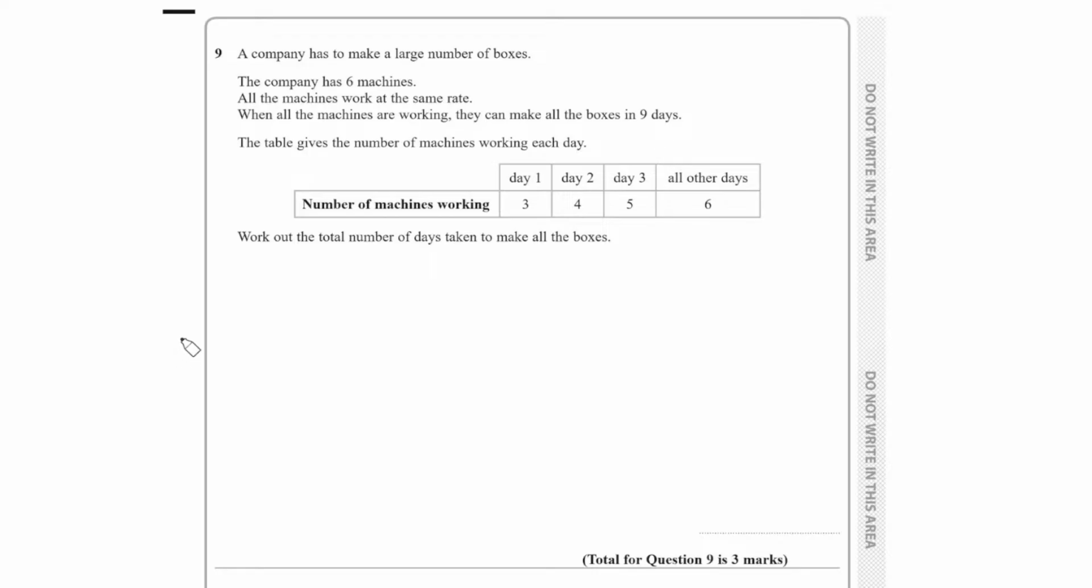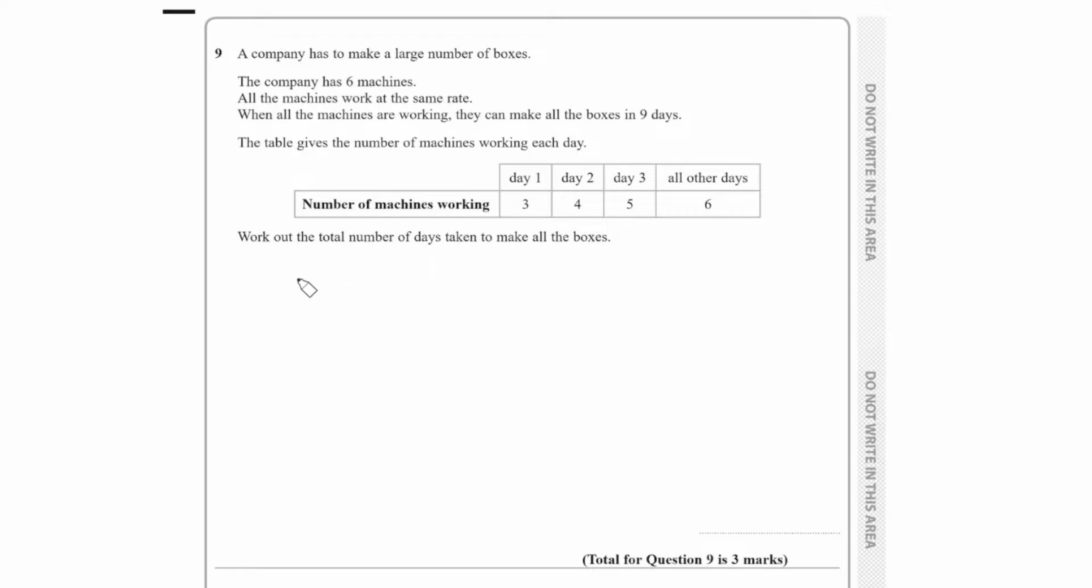Question 9. A company has to make a large number of boxes. The company has 6 machines. All the machines work at the same rate. When all the machines are working, they can make all the boxes in 9 days. The table gives the number of machines working each day. So if you had all 6 every day, it would take 9 days. But you can see here we've only got 3 on one day, 4 on the next day, 5 on the third day, and so on. Work out the total number of days taken to make all the boxes.